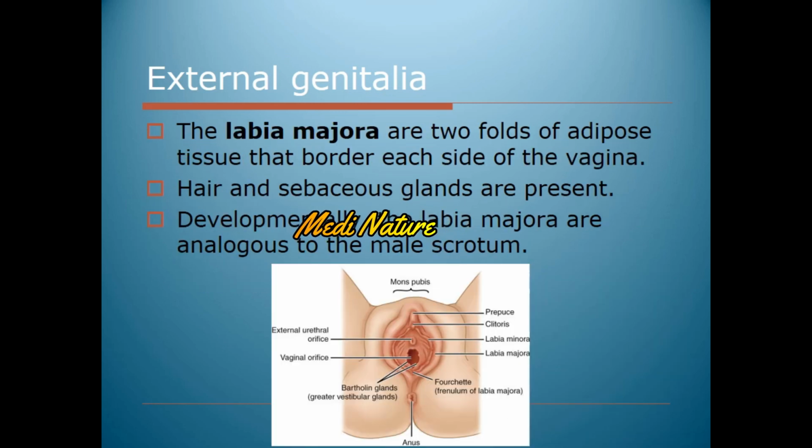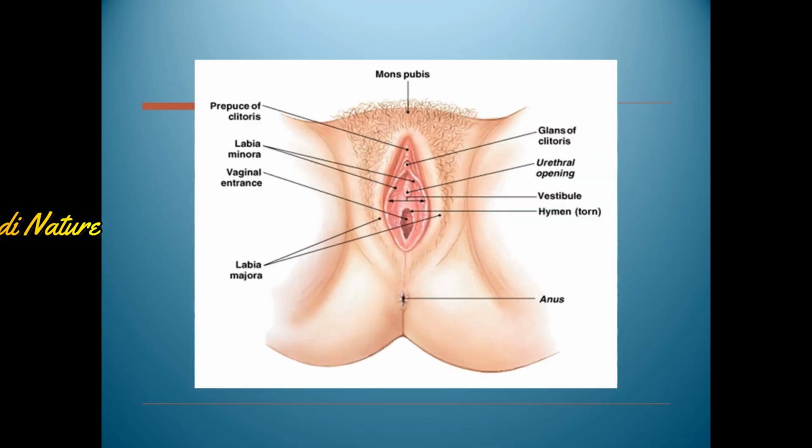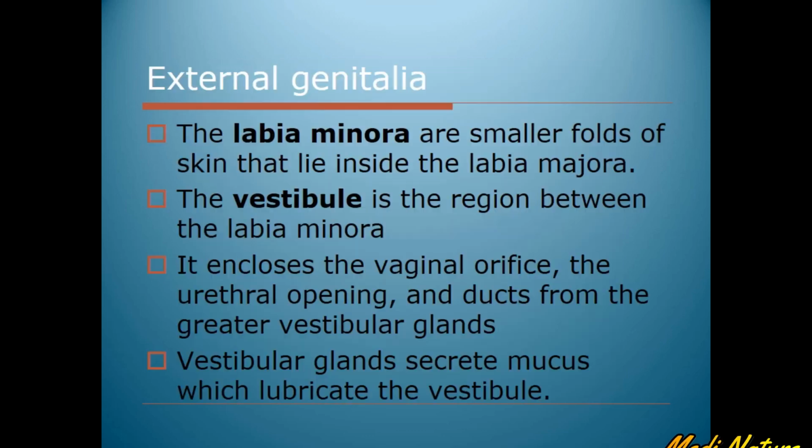Below the mons pubis, you can find the labia majora. These are two folds of adipose tissue which lie on each side of the vagina. Hair and sebaceous glands are present in the labia majora. Developmentally, the labia majora are similar to the male scrotum. In this image, you can see the location of the mons pubis and labia majora as well as other structures.